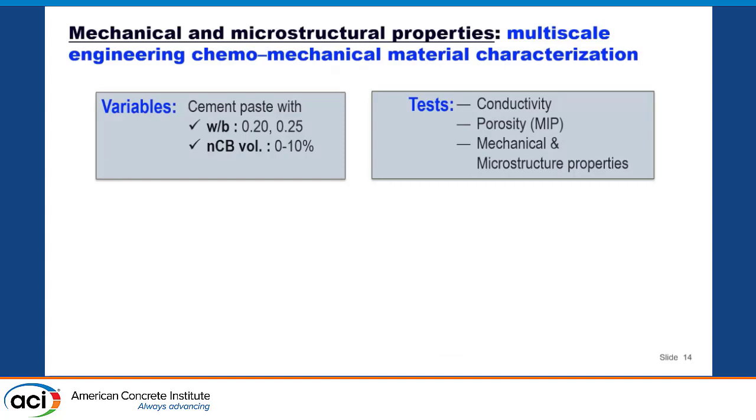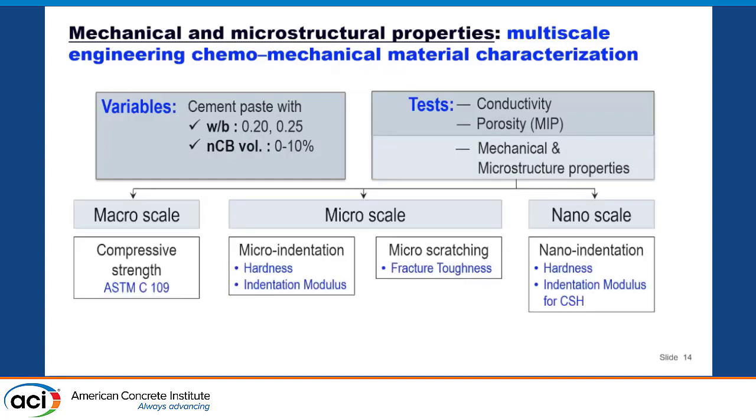To understand the effect of the nano carbon black, and in the future the waste copper, on the macromechanical characterization, we use a chemomechanical multiscale approach. We vary the UHPC with different water-binder ratios, like 0.25 and 0.3, and nano carbon black from 0 to 10%. We measure the conductivity, porosity, and the mechanical and microstructure characteristics. At macro scale, we measure the compressive strength and tensile strength. At micro scale, we measure the micro indentation modulus and hardness, and fracture toughness via a micro scratching test. And at nanoscale, we measure the hardness and the indentation modulus using a nano indentation technique.